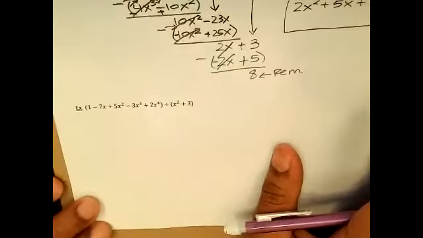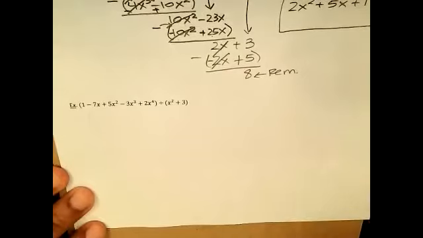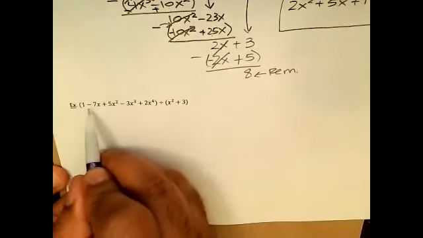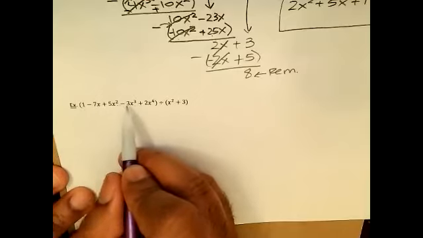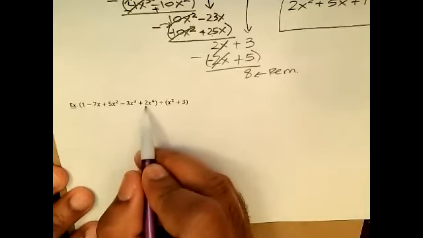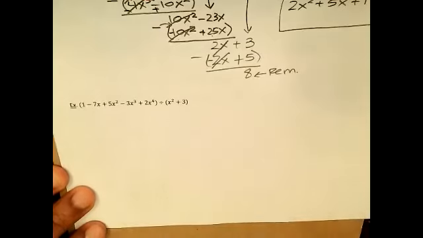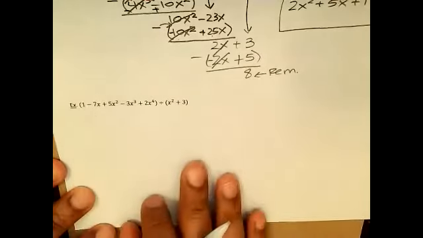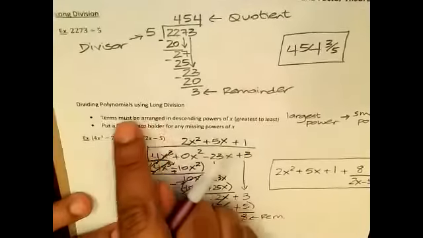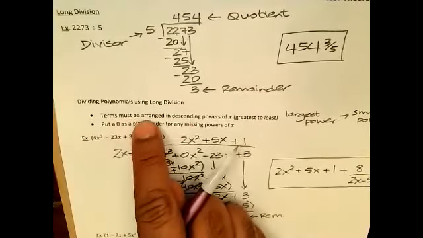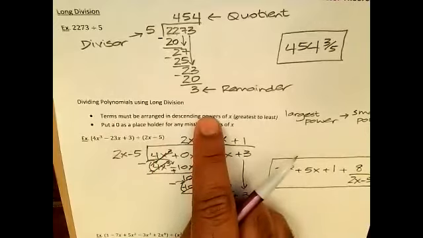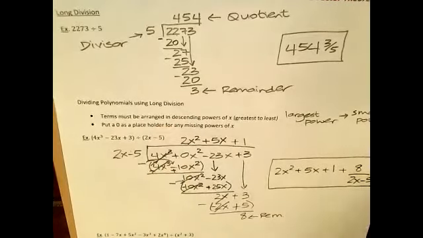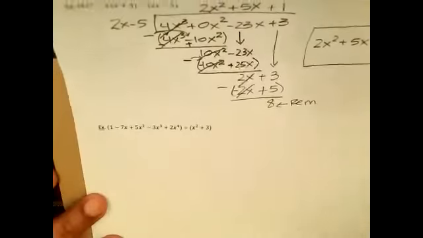Here's another example where I have to do long division. I'm given this polynomial, 1 minus 7x plus 5x squared minus 3x cubed plus 2x fourth. And I would like to divide that by x squared plus 3. Like we said earlier, there are two things we have to check first. We have to make sure the powers are arranged properly, and then if there are any missing powers, we have to put a 0 for it.